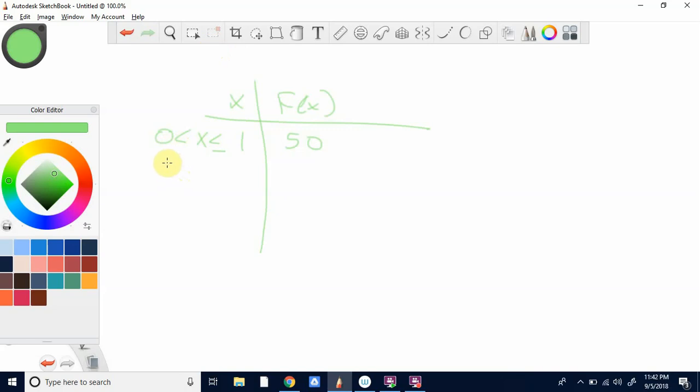So we're saying when x is greater than 1 but less than or equal to 2, it's going to be $85. And when 2 is less than x less than or equal to 3, we have $120. And then when 3 hours is less than x less than or equal to 4, it's going to be $155. And when 4 is less than x less than or equal to 5, it's $190. So how do we graph this?